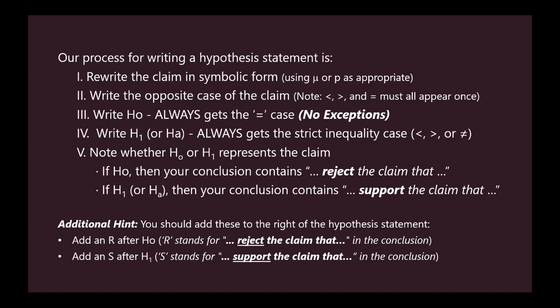So between two numbers, there's three possible relationships: less than, greater than, equal to. So when we write the claim and write the opposite, we have to make sure that all three of these get accounted for. After we have both of these written out, now we can go ahead and fill in the hypothesis statement. The null hypothesis will always get the equal case. Never an exception to that. The alternate hypothesis will get the strict inequality. That can be the less than, that can be the greater than, or it can be the not equal to.